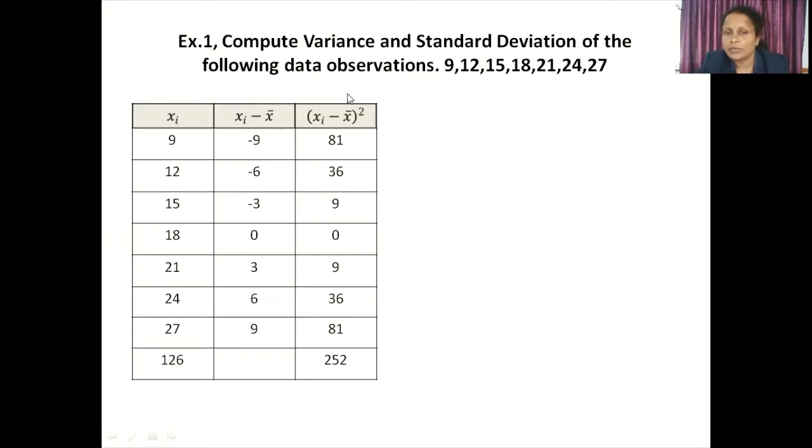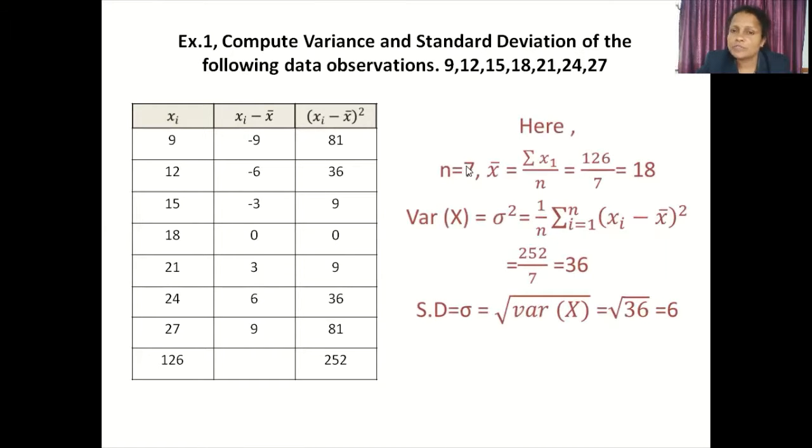So these are our 3 columns, and now we write these observations. First is 9, 12, 15, 18, 21, 24, 27, and this sum becomes 126. Then we find the arithmetic mean, and the arithmetic mean is given by 1 upon n summation of xi, and so we find this mean. So first we write the number of observations, which is 7. Then we find x bar, which is summation of xi upon n.